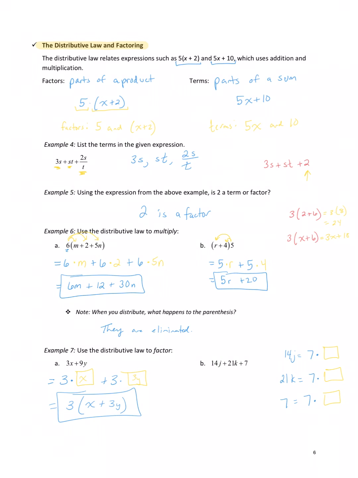7 times what is 14J? That would be 7 times 2J. 7 times what is 21K? That would be 7 times, good, 3K. And lastly, 7 times what is 7? That would just be a 1. Now, previously, we didn't have to write the 1 because it was with a variable. Here we do not have a variable, therefore we have to write that. Since they all have a 7 in common, that means we have to factor out that 7, and that goes in front of the parentheses, and then everything else goes inside. So we'd have a 2J plus 3K, and lastly, plus 1. That would be our final result, and you could distribute to check your answer.